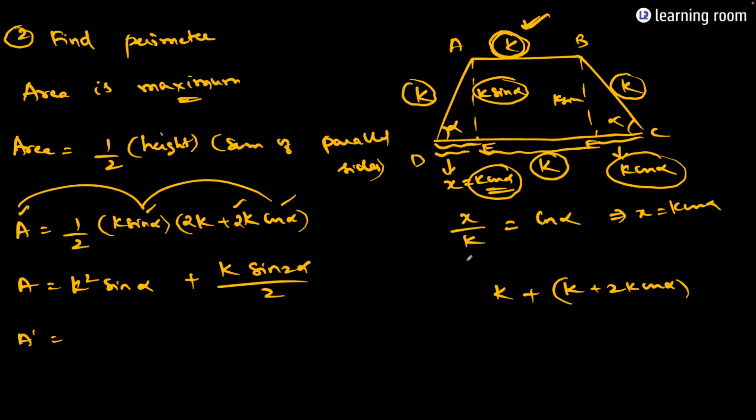Sir, with respect to what are we differentiating? With respect to alpha, alpha is a variable, no? Then it's K square into cos alpha plus K times sine alpha, K cos 2 alpha. Equate it to 0 and then find it, no? I want the final answer.